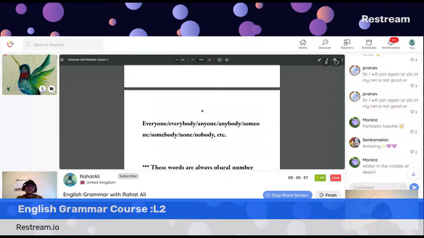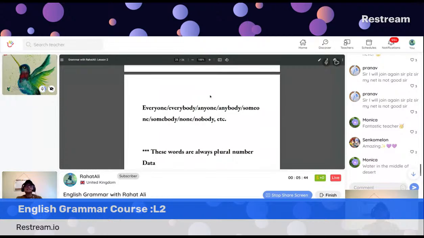Okay, and look, anybody, someone, somebody, no one or none, nobody is always singular. Okay, these are confusing. Now, if you use every with another word, like every teacher, every student, every person, it is also singular too, because every is singular.